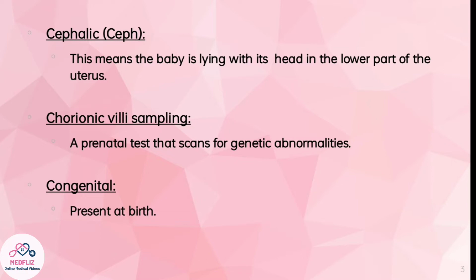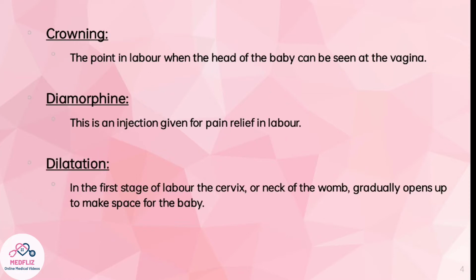Cephalic, this means the baby is lying with its head in the lower part of the uterus. Chorionic villus sampling, a prenatal test that scans for genetic abnormalities. It is a diagnostic test. Congenital, present at birth. Crowning, the point in labor when the head of the baby can be seen at the vagina.